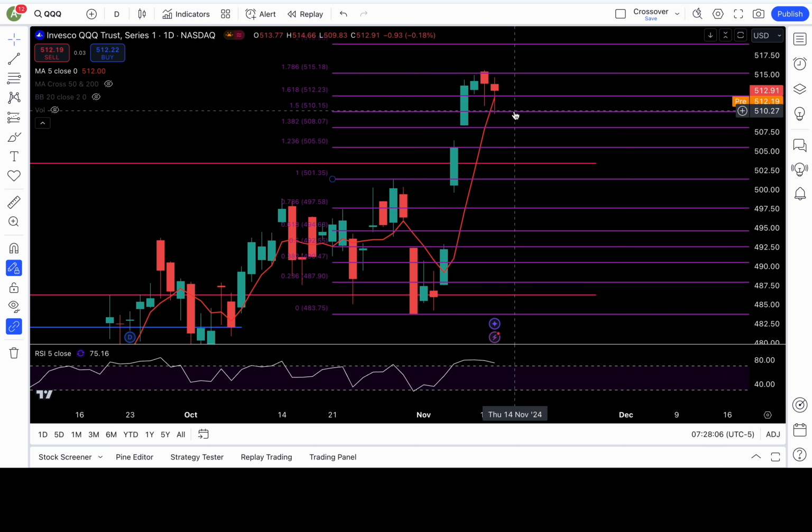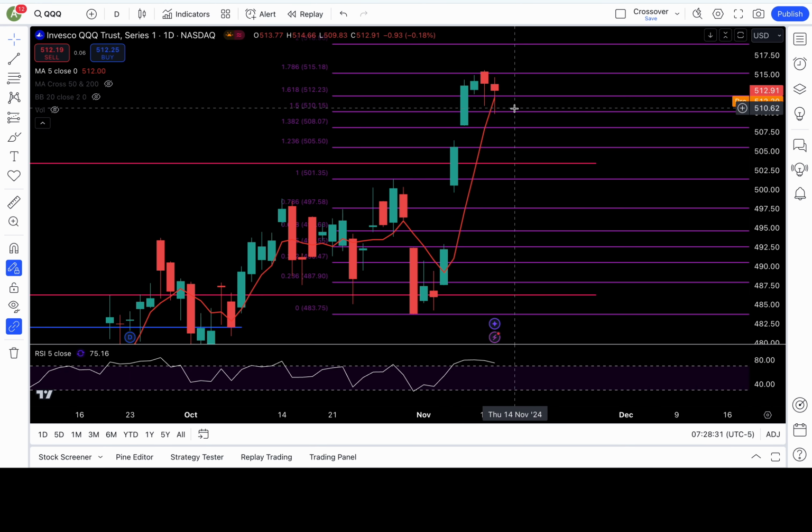Below 512 and 510, I would be bearish. 508, 505.5, 503.5, 501.3, and the big 500 will all be targets to the downside. But it's got to break down 512 and 510. Below those levels, I would be bearish. I favor a pullback, not bearish, but I would favor a healthy pullback because this is pretty vertical here.